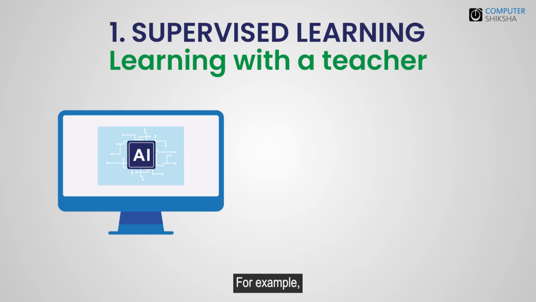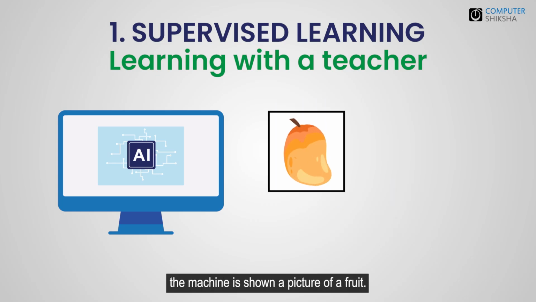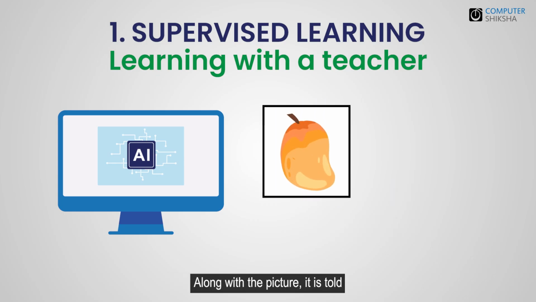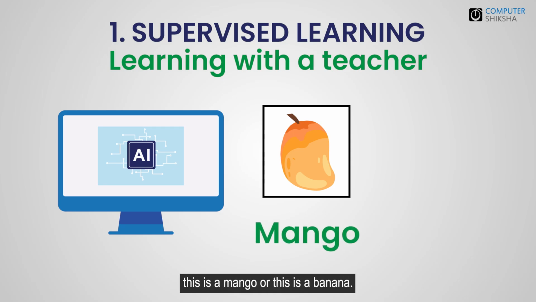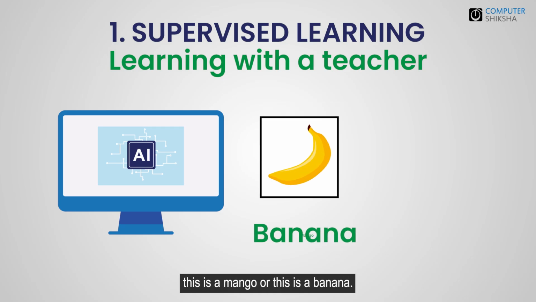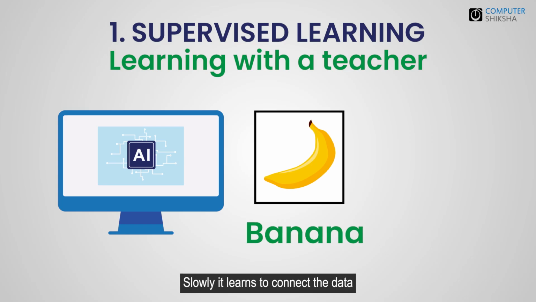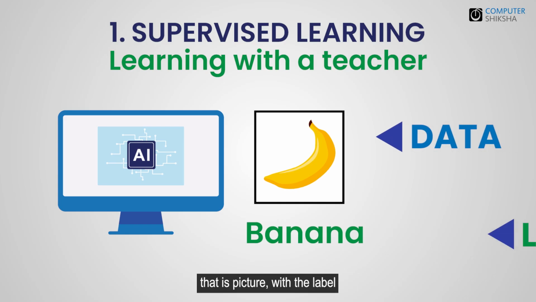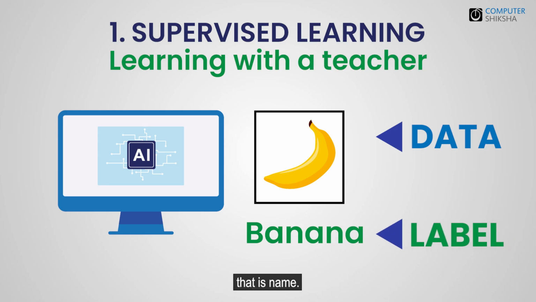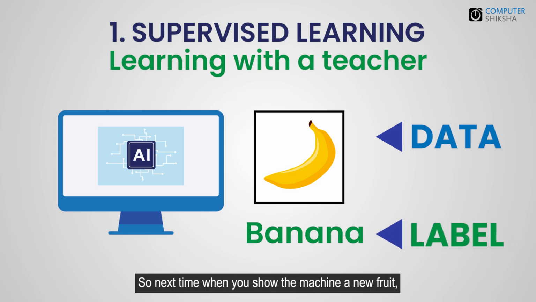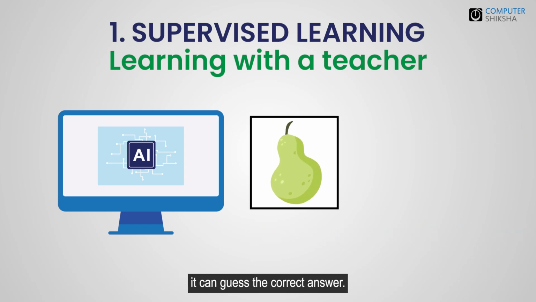For example, the machine is shown a picture of a fruit. Along with the picture, it is told this is a mango or this is a banana. Slowly, it learns to connect the data, that is the picture, with the label, that is the name. So next time when you show the machine a new fruit, it can guess the correct answer.